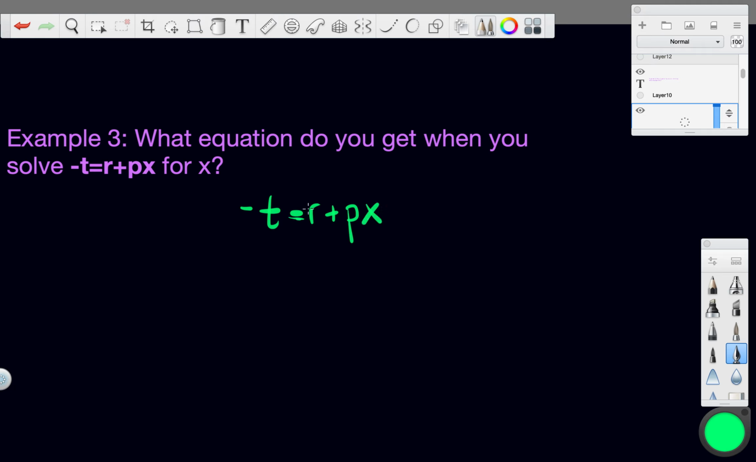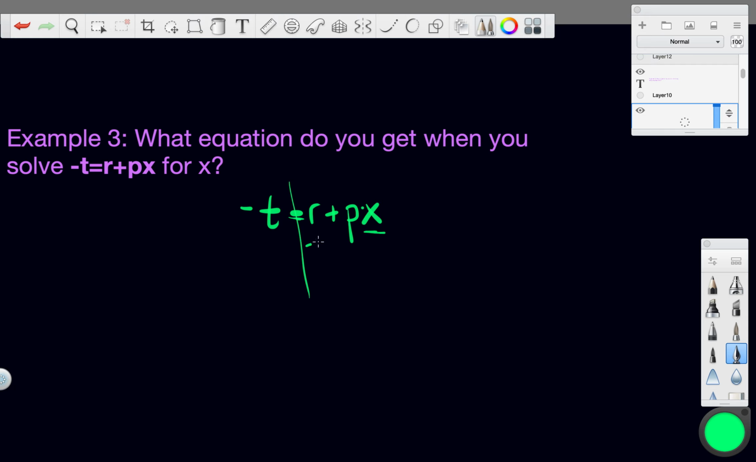Okay? So I really want to isolate this x, but it is attached to this p through multiplication. I'm going to put a line down my equal sign. I do have this r on the right-hand side. I don't see a number in front of it. I don't see a sign in front of it, which means that I know it's positive.